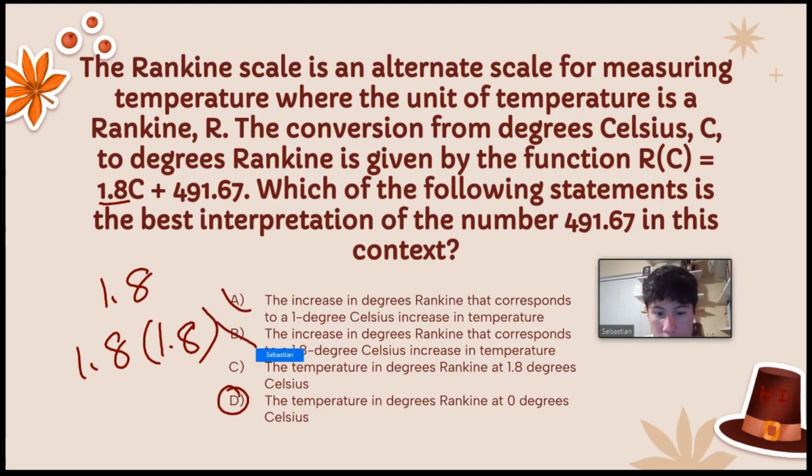The temperature in degrees Rankine at 1.8 degrees Celsius. Answer choice C is not true because when you plug in 1.8 for Celsius, you're going to get 1.8 times 1.8 plus 491.67. That is not 491.67. So we can get rid of C, leaving us with the only possible answer choice D, the temperature in degrees Rankine at 0 degrees Celsius.